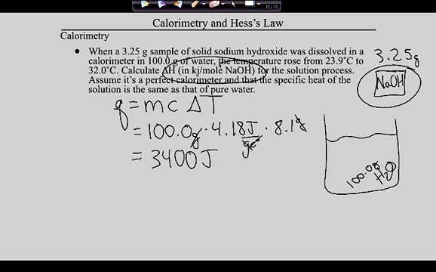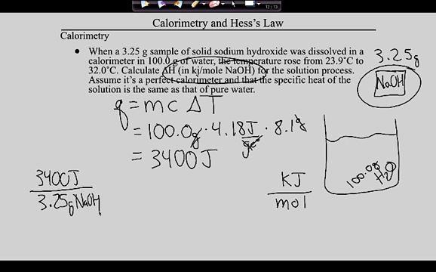So guys, now we need to do some math. What we want to know, what the question is asking us, is what is delta H in kilojoules per mole? And we don't know yet. What we do know is this. 3,400 joules of energy is evolved when we dissolve 3.25 grams of sodium hydroxide.